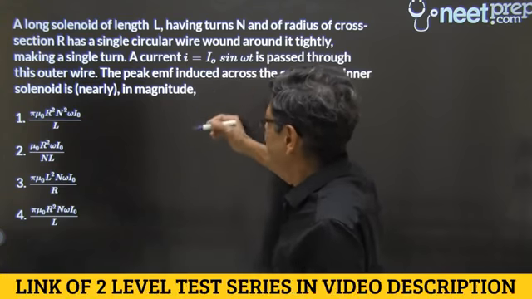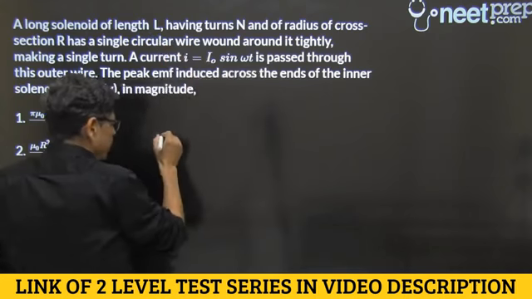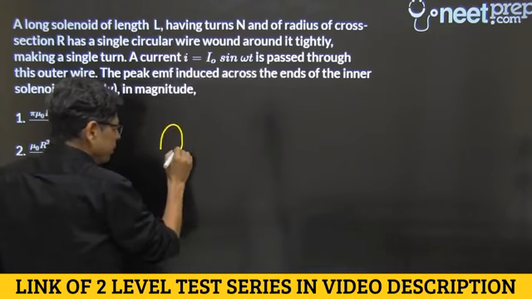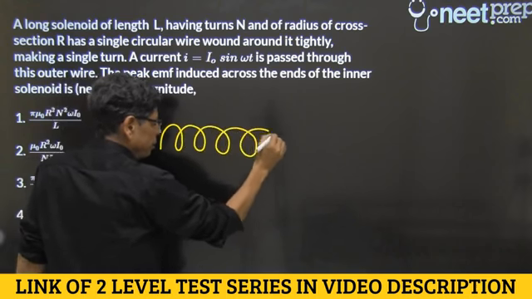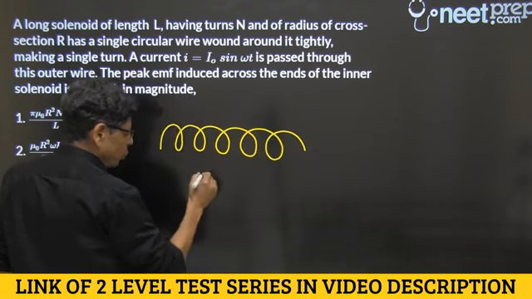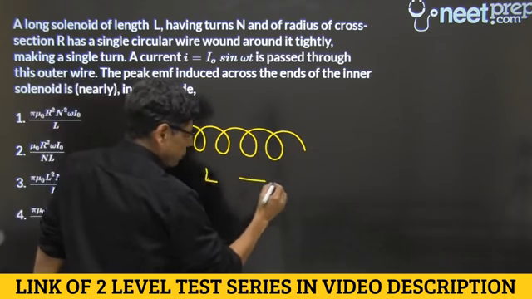Now here's an interesting question. We have a solenoid of length L. Let me show it to you in a drawing. So that's a solenoid of length L. That much should do, will it? Capital L is what they have written.